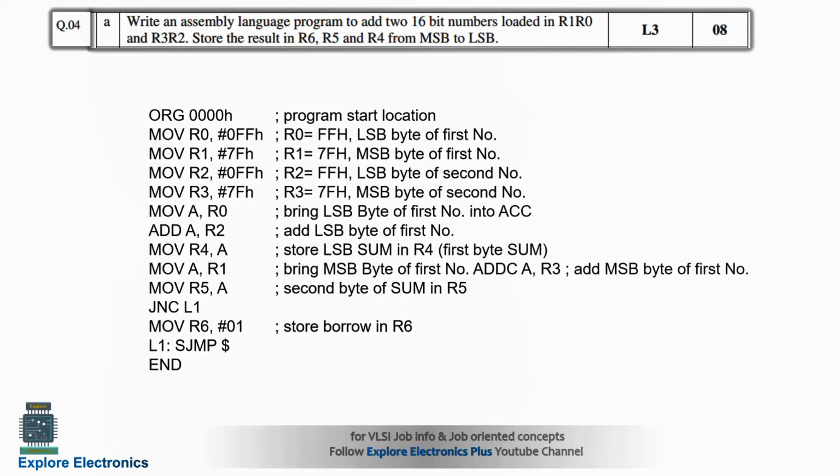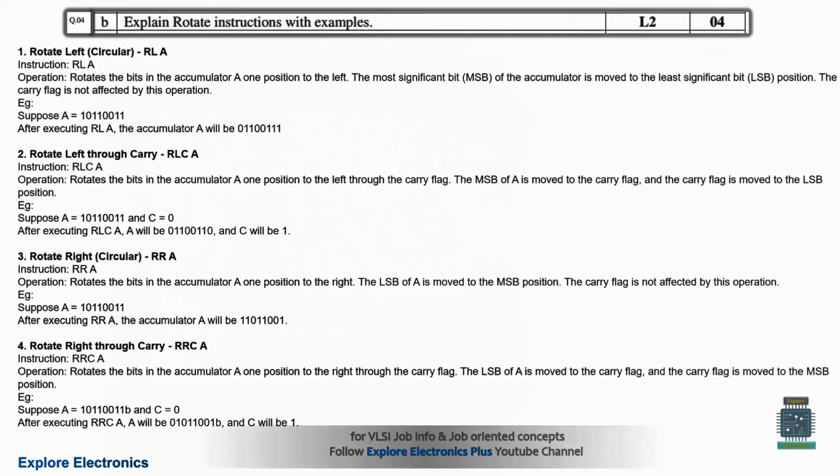Then let us move on to the next question, 4B. Explain rotate instructions with examples. So this is the kind of question where they ask instruction set related questions. You may be asked about other instruction sets also. Here the rotate instructions are asked. The answer should be like this. Here the complete answer is given. So you need to follow this way to explain any instructions.